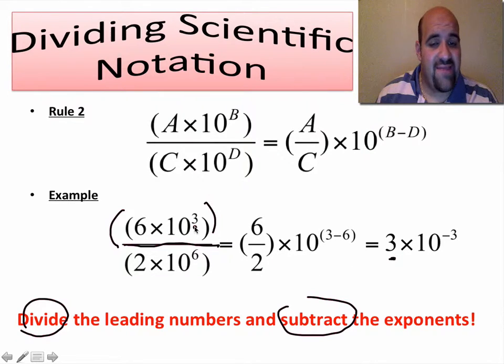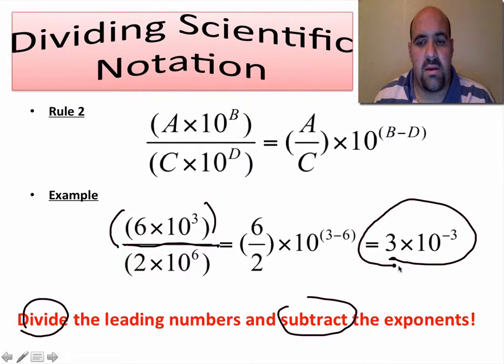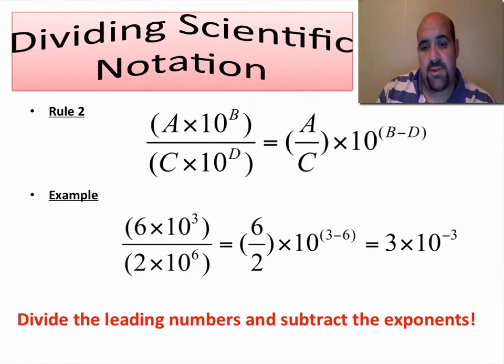And now, instead of adding the exponents, we're going to subtract them. So what is 3 minus 6? Well, 3 minus 6 is a negative 3. And that's your answer. Again, you just divide the leading numbers now and subtract the exponents. Let's do a few examples.